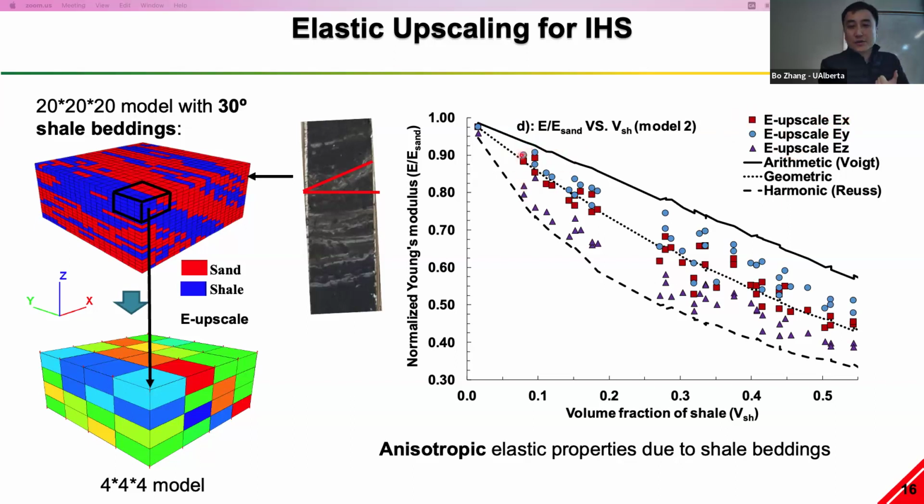What we have observed is that the Young's modulus is going to be very different when we do the test in the X direction, Y direction, and Z direction, in the triaxial shear test. Those anisotropic elastic properties are because of those shale beddings. And by using elastic upscaling, we can quantify those different anisotropic responses due to the subgrid scale heterogeneities, right?